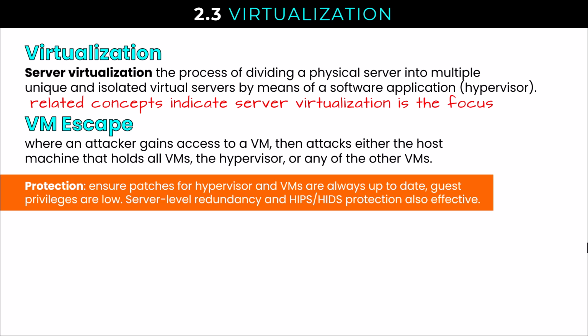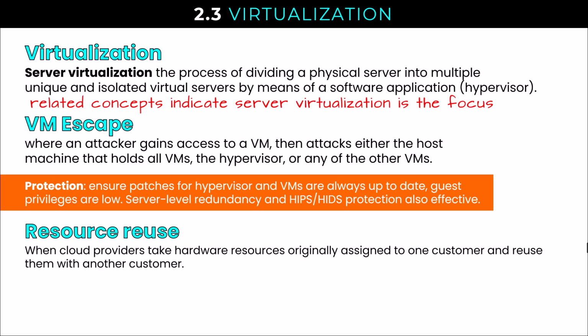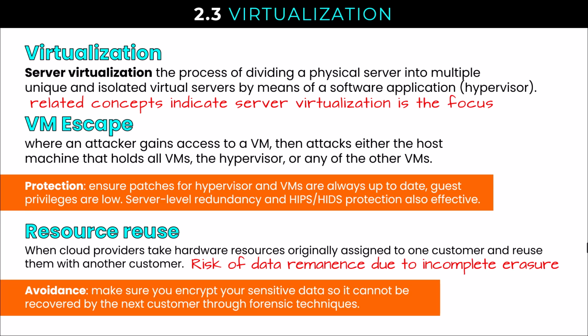The other vulnerability cited in this category is resource reuse, which happens when cloud providers take hardware resources originally assigned to one customer and reuse them with another. This creates a risk of data remnants due to incomplete erasure. If the storage isn't securely erased, there may be some recovery of data possible through forensic means. So to avoid this, you want to make sure that you encrypt your sensitive data so it cannot be recovered by the next customer through forensic techniques. In a VM, that's going to be very simple, full disk encryption. So that's going to be BitLocker on the Windows platform, that's going to be dm-crypt on the Linux platform.